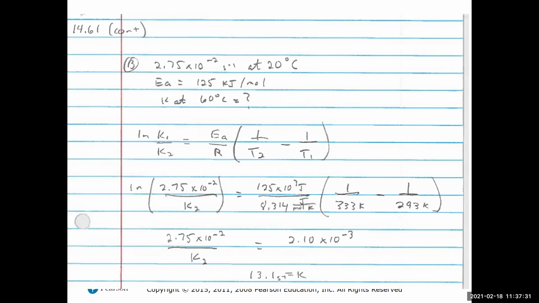So now it's 125 times 10 to the third. We have our rate constant, those units, joules, mole, Kelvin. So that's why we have Kelvin in temperature and joules in activation energy.